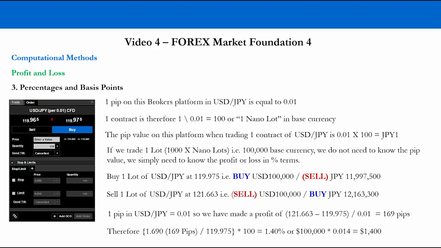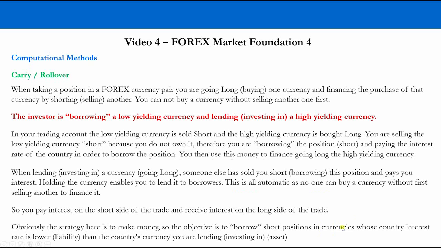Again, working everything out in percentages and basis points was all pretty straightforward. Obviously, whichever method you're most comfortable with, you're going to use that method repeatedly. That's all totally fine, but do try to double check everything again with percentages and basis points. So let's continue with our computational methods. The next one we're going to look at is carry or rollover.